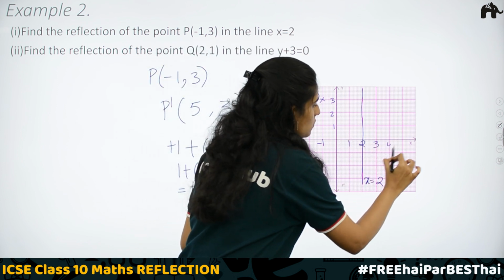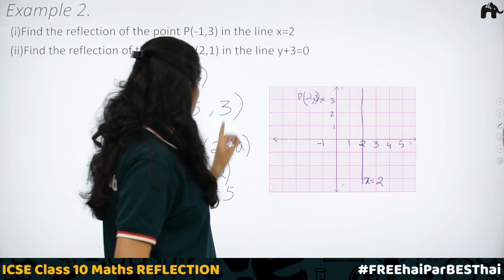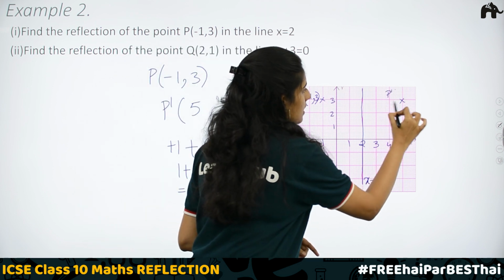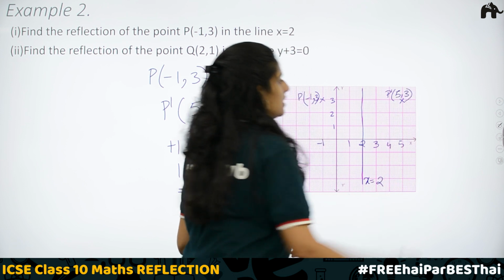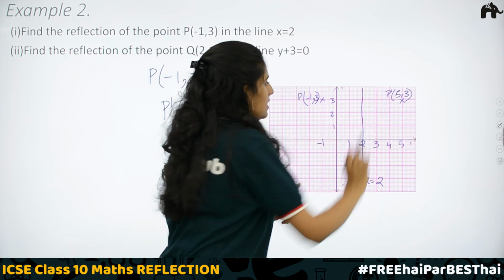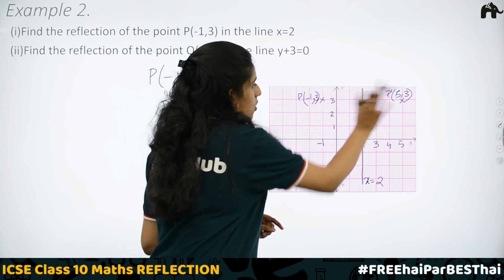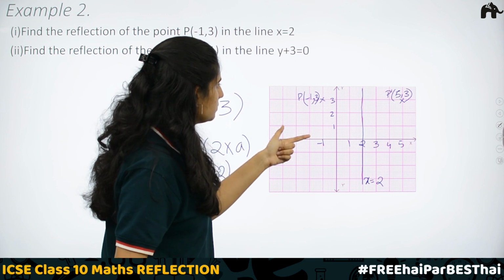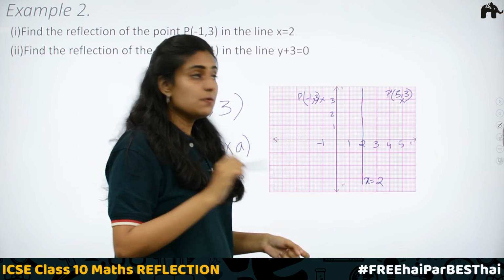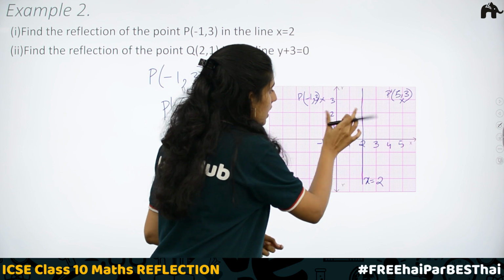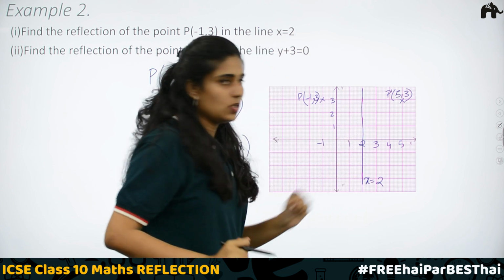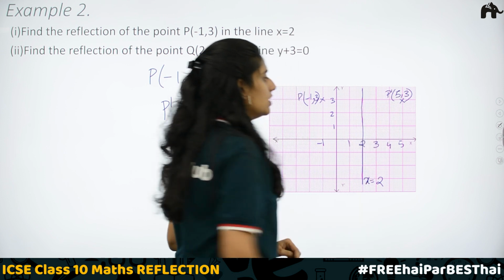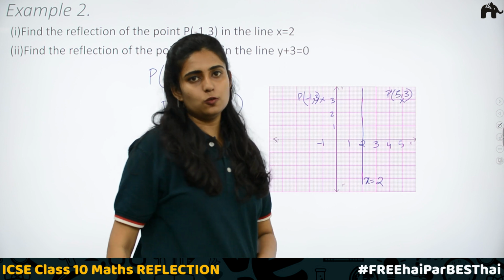This is 3, this is 4, this is 5. And where do we get 3? Here we have 3. Therefore, this is my point P dash of coordinates 5, 3. Clear? Now, just check this using the graph. Here, this point is at a distance of 1, 2, 3 units from the x is equal to 2 line. Therefore, the image is also at a distance of 1, 2, 3 units from the x is equal to 2 line.